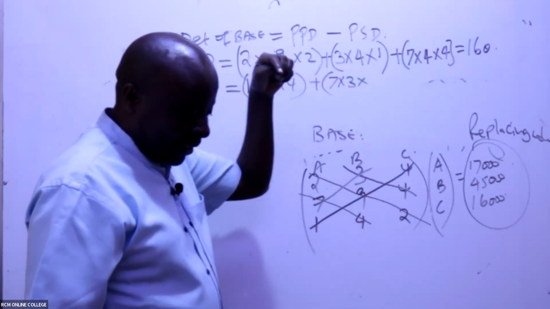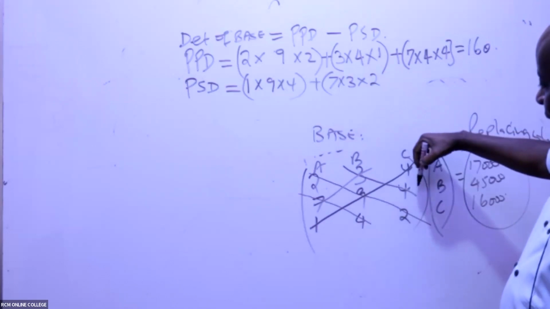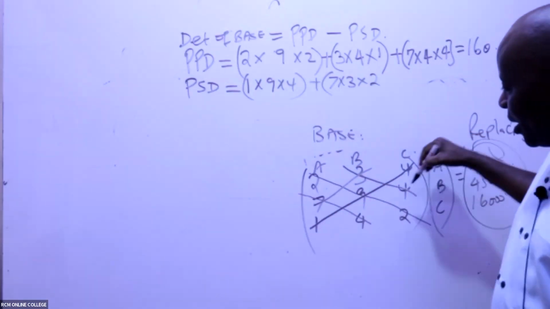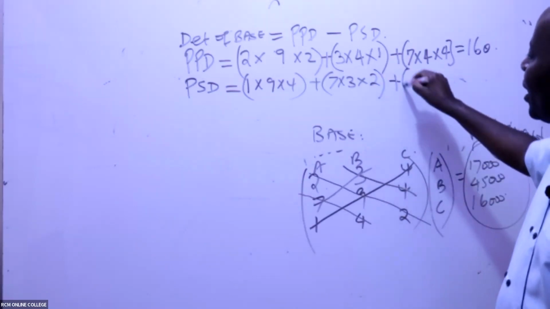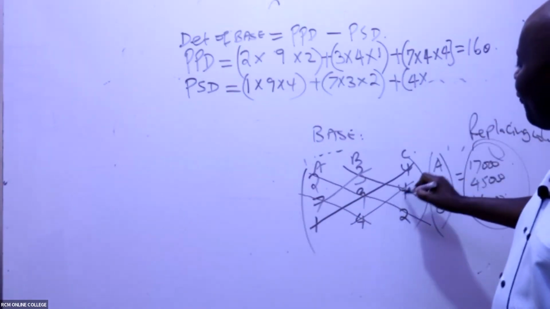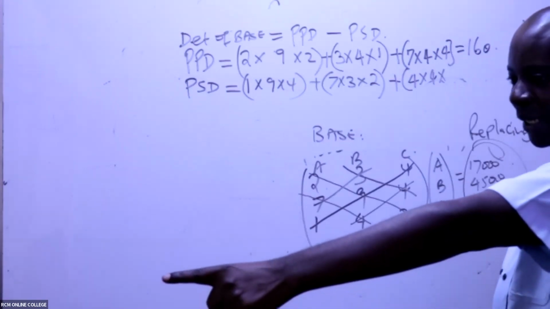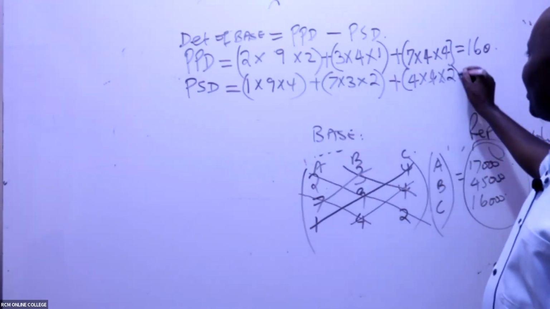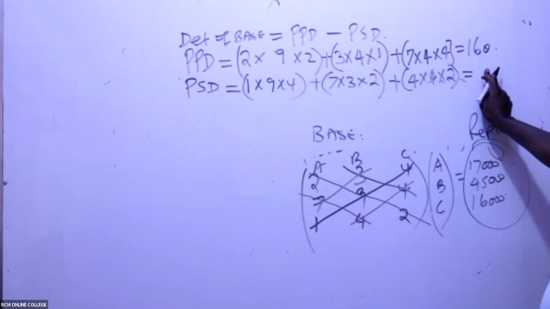7 times 3 times something, 7 times 3 times 2, you're right, farthest down, like that. And then we have another secondary, which is parallel to this, which will be 4 times 4 times the farthest, times what figure, somebody here? 2. Thank you so much. 4 times 4 times 2. So then, ladies and gentlemen, we have 1 times 9 times 4, plus 7 times 3 times 2, plus 4 times 4 times 2. What figure are we able to get here?